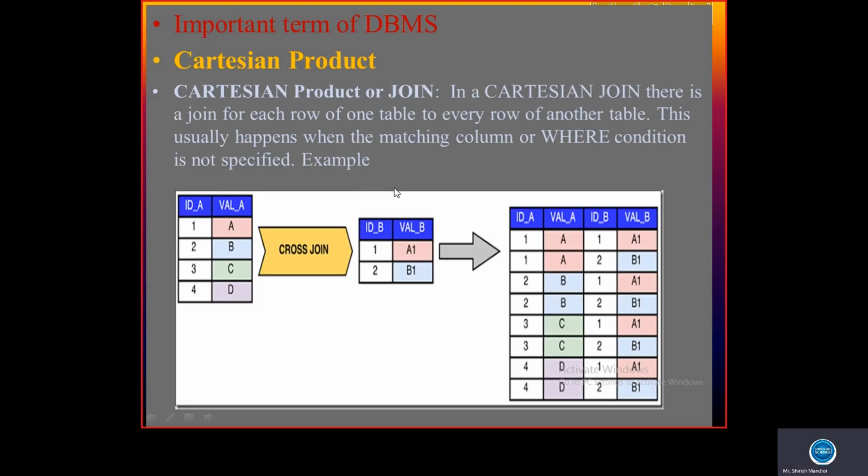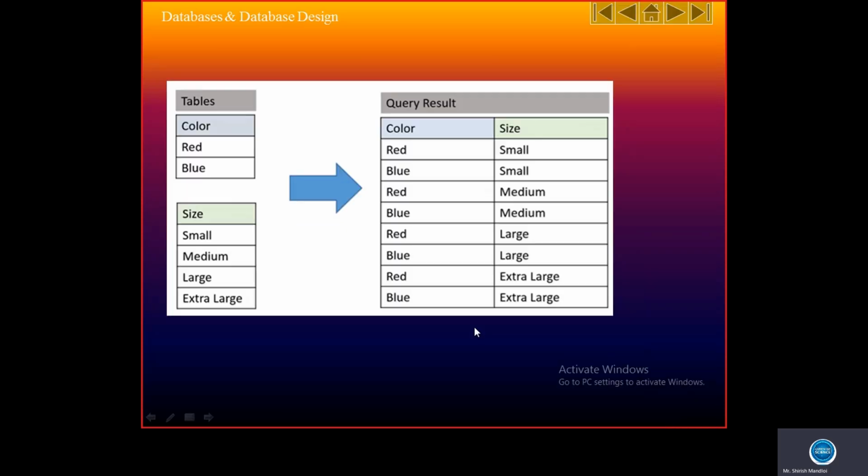Now Cartesian product is simply joining two tables, multiplying two tables. Here every row of one table is joined with every row of the second table. This is known as Cartesian product. Matching of columns should be the same. Here, the first table contains 1A. 1A appears one time with 1A1, and 1A appears one more time with 2B1. So this multiplication of two tables is known as Cartesian product.